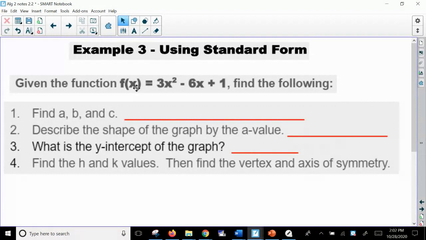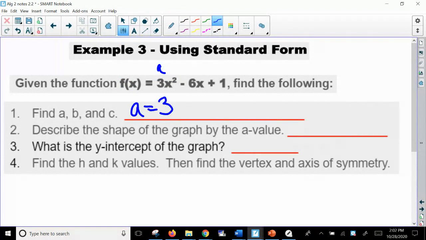Okay, so it says find A, B, and C. Notice this equation is in standard form. There is no parentheses squared. That means it's in standard form. We do not see H and K. You should see A though. A is the number in front of the x squared. So A equals 3.